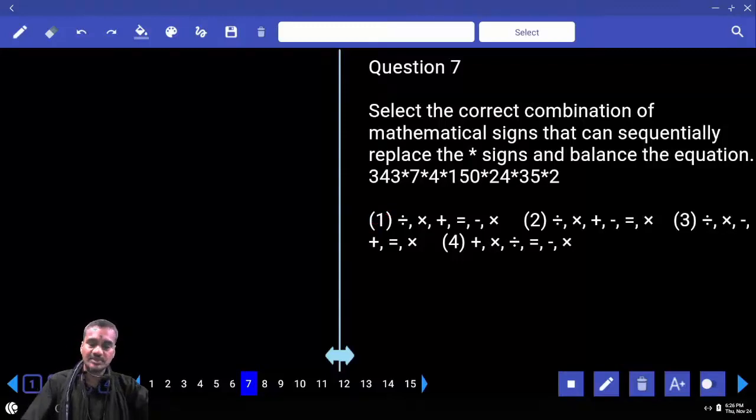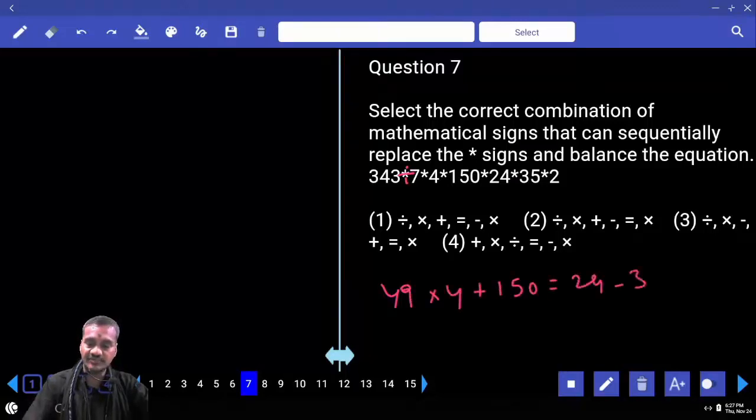My 7th one. Now the symbols we need to replace. First, division. 343 divided by 7 is how much? 49. And into 4. Next plus 150. And equals 24 minus 35 into 2. Then next, what is your answer here?